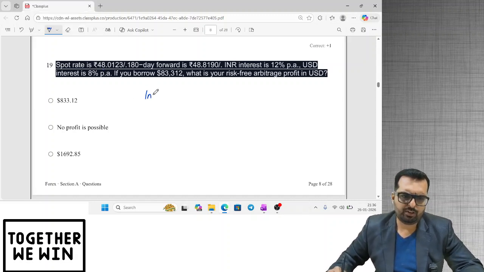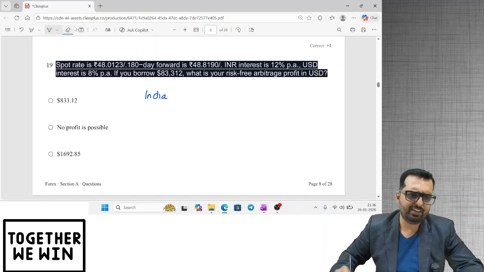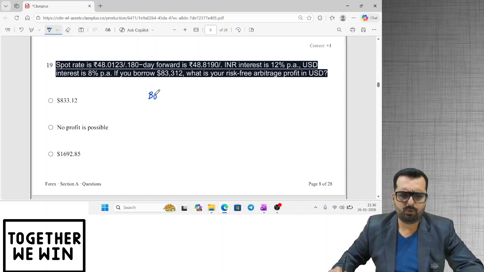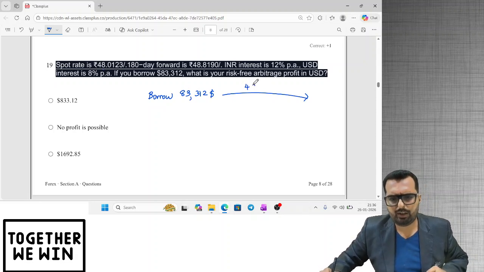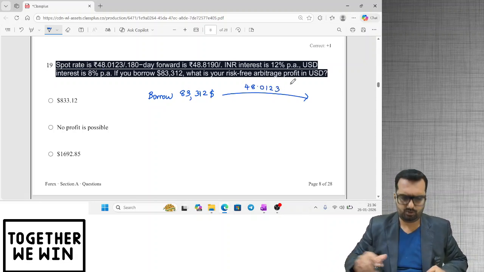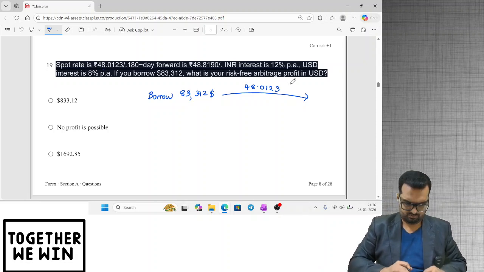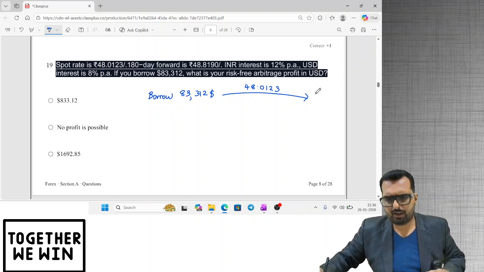So we have two countries. One is India and the other one is US. So I'll put it here itself. I am going to borrow how much money over here? 83,312 dollars. After borrowing, I'll convert at the spot rate. What is the spot rate? 48.0123. So I'll get the number as 40 lakh rupees.